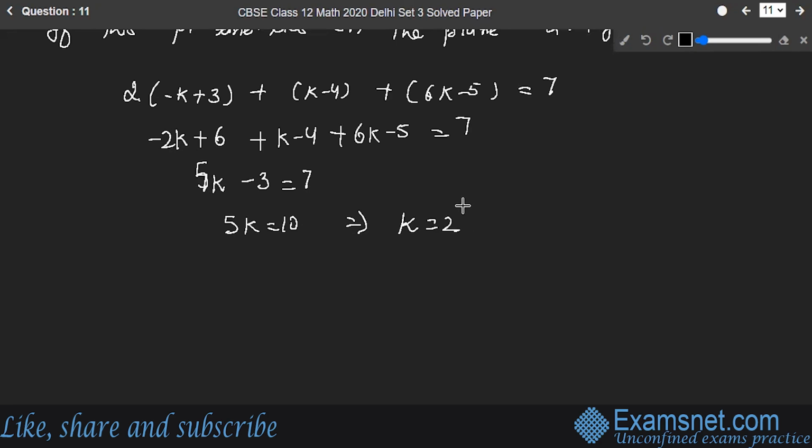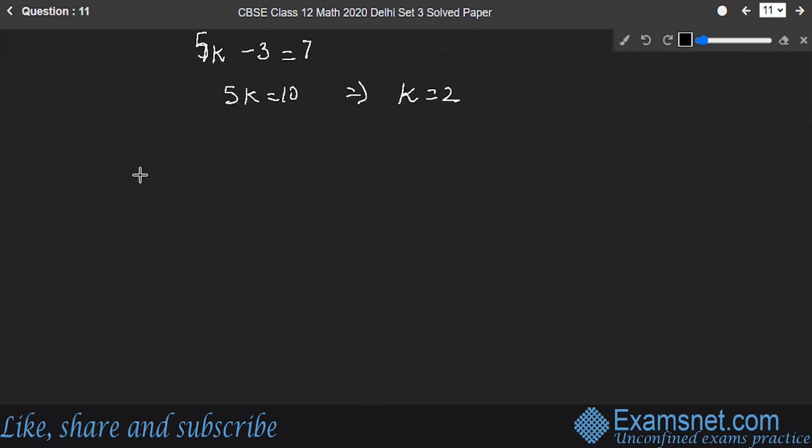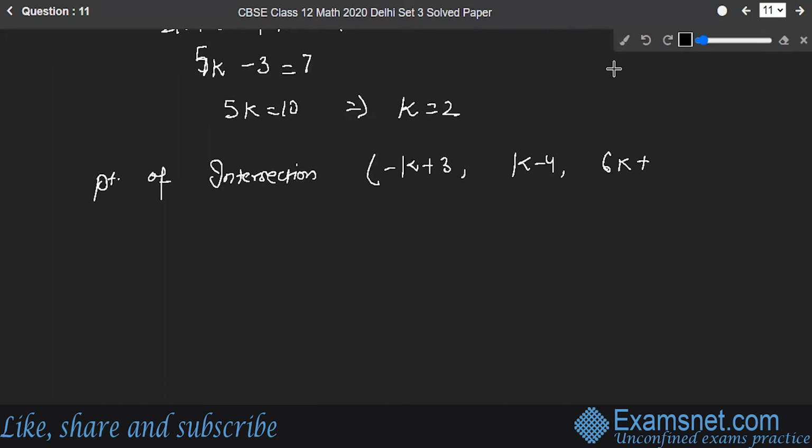So now let's substitute the value of k in this. You will get the point of intersection. So the point of intersection is minus k plus 3, k minus 4, 6k minus 5. This makes it 1 because minus 2 plus 3, this is 1. 2 minus 4, this is minus 2. And 12 minus 5 gives you 7. So 1, minus 2, 7. This is the point of intersection.